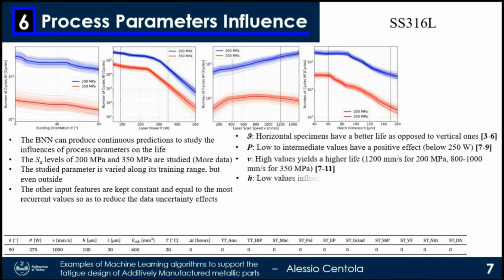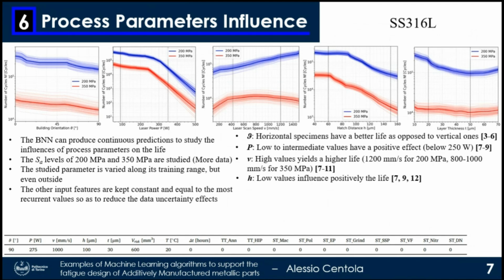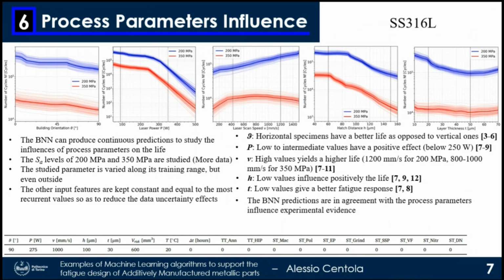As you can see, we are using a probabilistic framework because we have a distribution for the predicted parameters. And we can see that for the building orientation, horizontal specimens have a better life as opposed to vertical ones, while for the power, the hatch distance, and the layer thickness, we have that low values influence positively the life, and for the laser scan speed, we have that the contrary holds, so a higher value yields a better fatigue life.